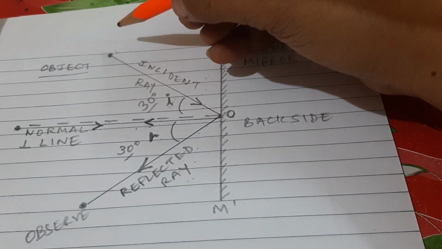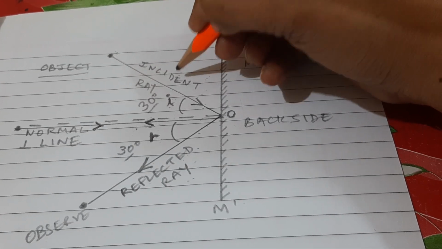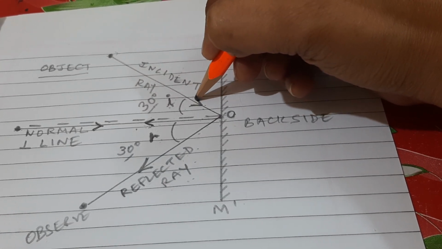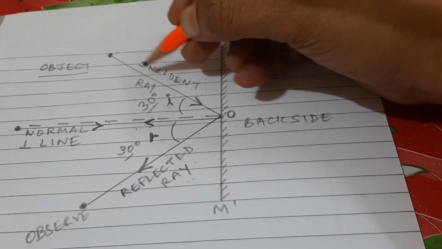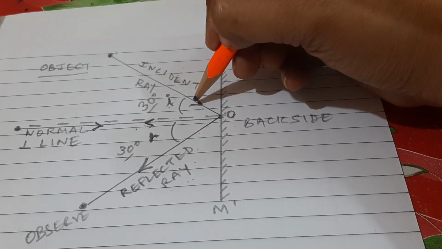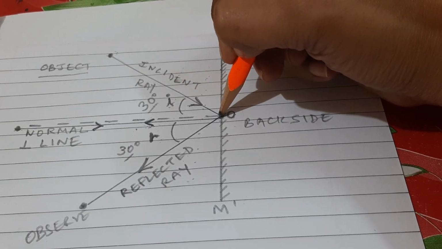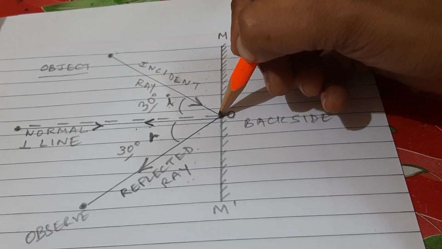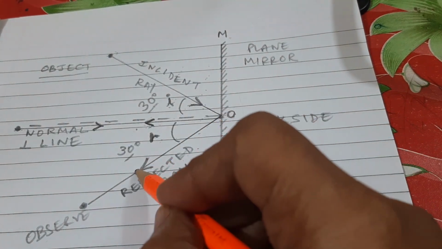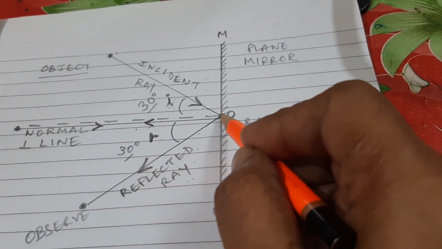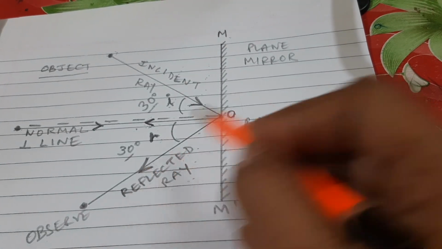Point to be noted is that the incident ray is shown going towards the mirror. So the arrow which points the incident ray has to direct towards the reflecting surface of the mirror, whereas the direction of the arrow of the reflected ray should always be away from the reflecting surface of the mirror.